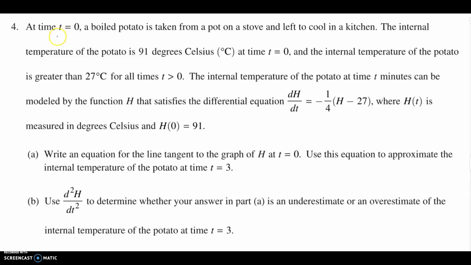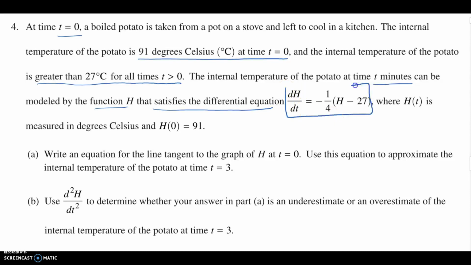So our story: at time t equals 0, a potato is taken from a pot on a stove and left to cool. The internal temperature of the potato is 91 degrees Celsius at t equals 0, and the temperature of the potato is greater than 27 degrees Celsius for all times t greater than 0. The internal temperature of the potato at time t minutes, so give some units there, can be modeled by the function h that satisfies the differential equation shown here, dh/dt. So just keep in mind that h is really the antiderivative of that differential equation.